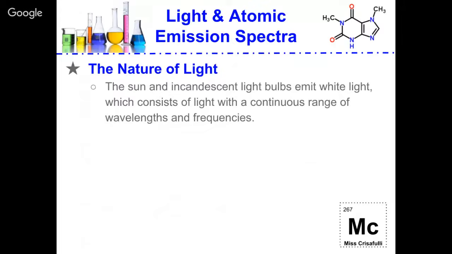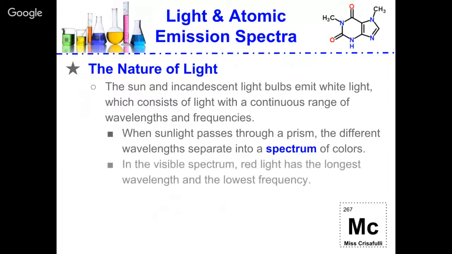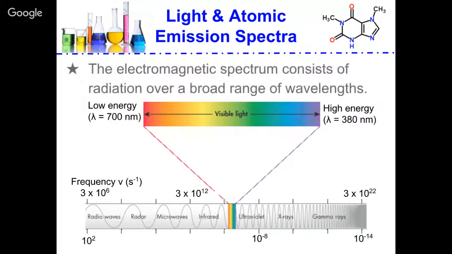The sun and incandescent light bulbs emit white light, which consists of a continuous range of wavelengths and frequencies. When sunlight passes through a prism, the different wavelengths separate into a spectrum of colors. In the visible spectrum, red light has the longest wavelength and the lowest frequency, and on the opposite side is violet. The electromagnetic spectrum consists of radiation over a broad range of waves. As you can see, red light has low energy and ultraviolet has high energy. Radio waves are the least penetrating and gamma rays are the most penetrating.